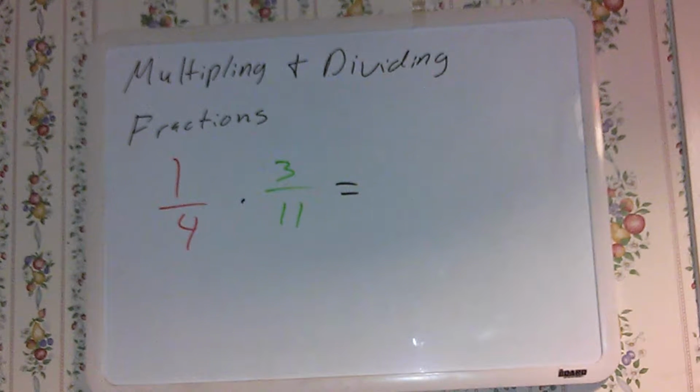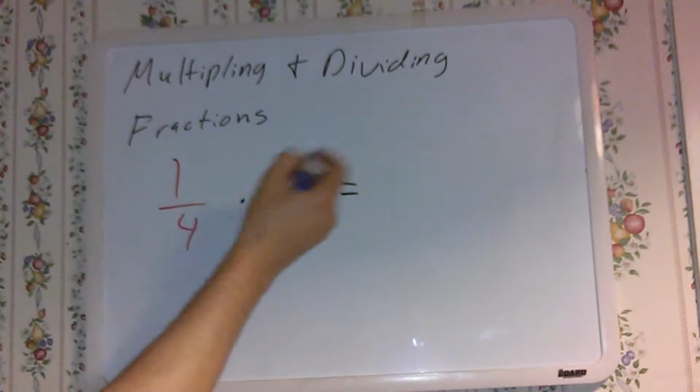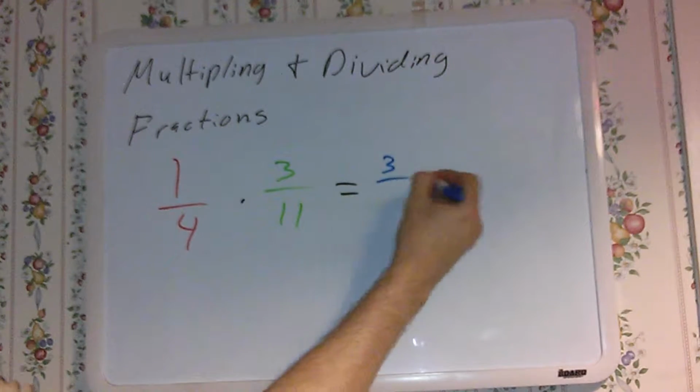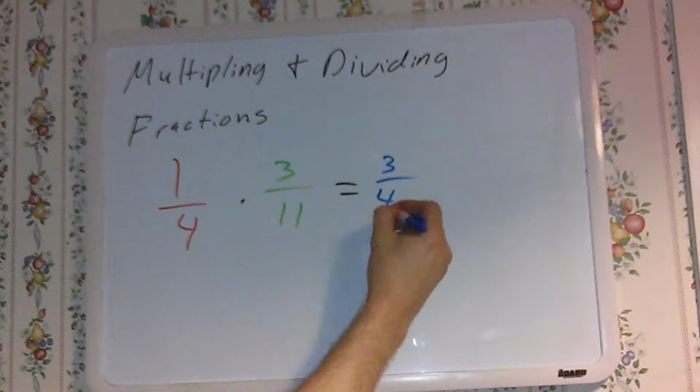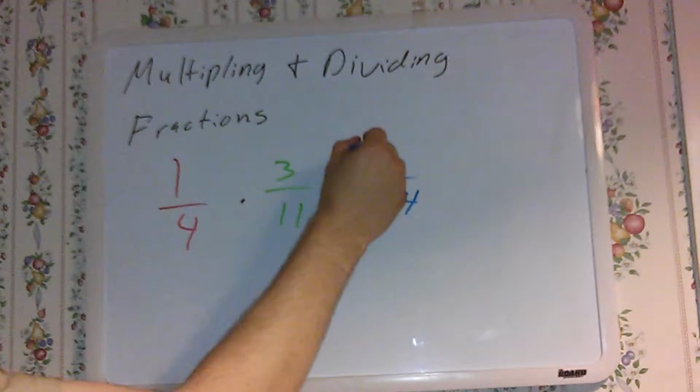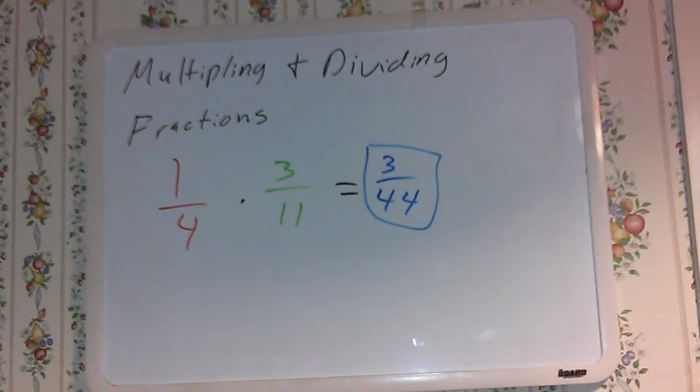But here's the thing. We don't have to find a common denominator when we're multiplying. So we can just come right across here and say 1 times 3 is 3. 4 times 11 is 44. And there is my answer because I'm pretty sure that won't reduce because 44 is not a factor of 3. And the only thing that a number as small as 3, which is prime, is going to reduce by is itself.